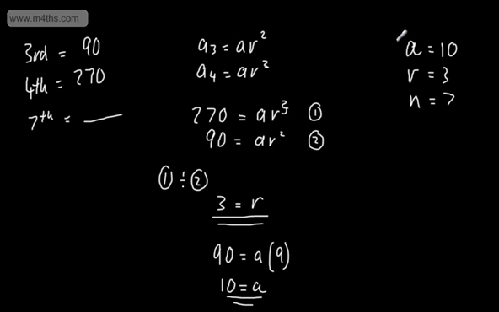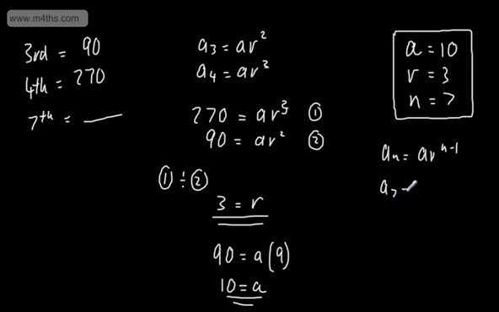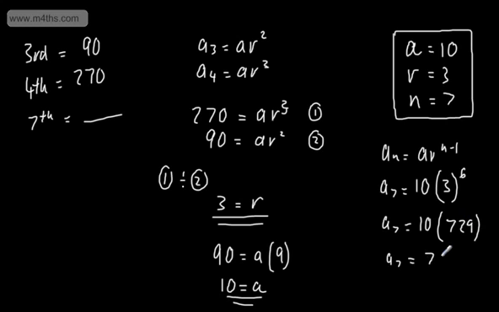So we can place this in here and simply apply the formula for the nth term of the geometric sequence. We know that A sub n is equal to AR to the power of n minus 1. So A sub 7 will be equal to 10 multiplied by 3 to the power of 6. 3 to the power of 6 is going to give me 729. So the 7th term will be 7,290. So all I've done is work out the common ratio R, find A, sub it in and find the 7th term.